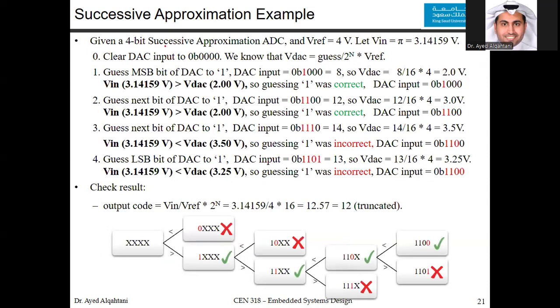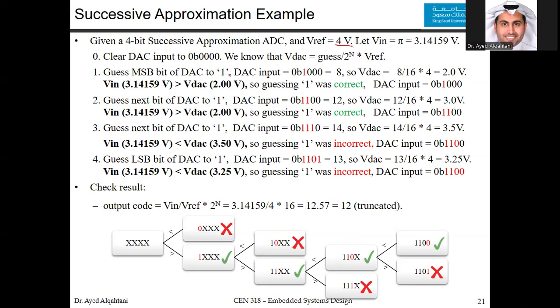Let's say that you are given a 4-bit successive approximation, and the reference voltage is 4 volts. And let's say that your analog value is actually pi, which is 3.1459 volts. At the beginning, you clear the DAC, you make the value 0000, and we know that the VDAC is equal to your guess divided by 2 to the power of n multiplied by the VREF. And we know how to calculate this mathematically. Now you guess the most significant bit first, all the way to the least significant bit.